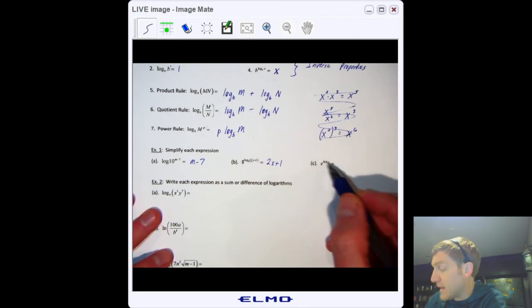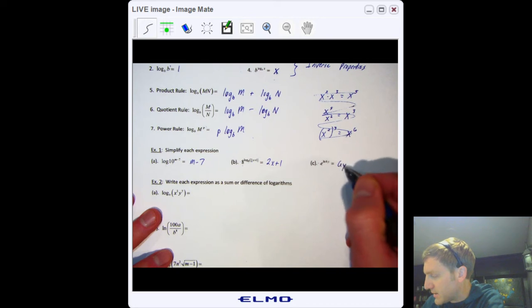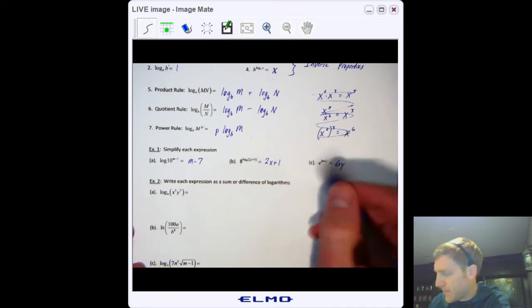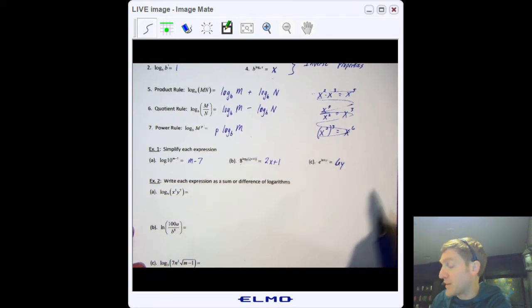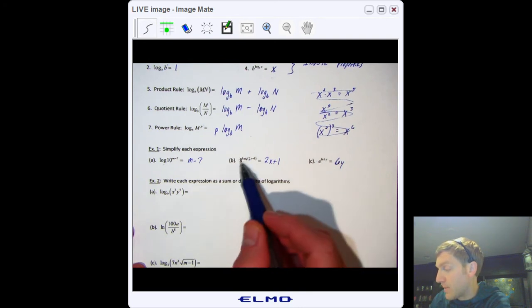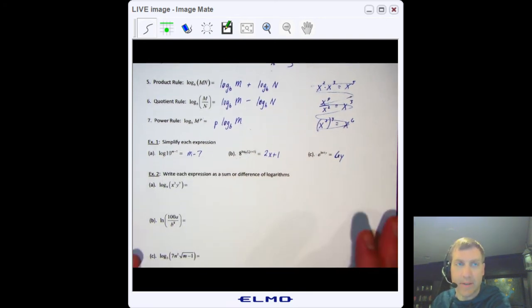Finally, e to the ln of 6y. ln means log base e. That's exponential base e. The e and the ln cancel out, and the answer is just 6y. All right, so once you know what to do there, those are pretty simple. Just recognizing you can only do that if the log and the exponential have the same base.